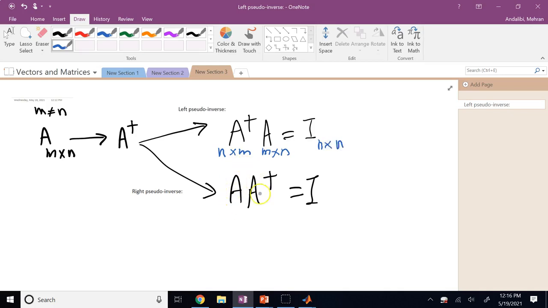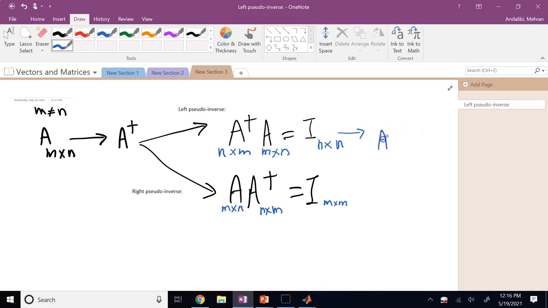Or in this case, the right one, since this is m by n, this right one should be n by m, and the result is going to be m by m. So the dimensions for this left or right is the same, and the definition, let's say for this left, is what? So what is it?